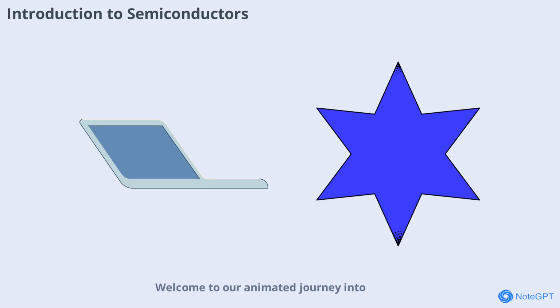Welcome to our animated journey into the world of semiconductors and logic gates. Today, we'll break down how tiny components like diodes and transistors form the backbone of modern electronics. Semiconductors are special materials that can conduct electricity under certain conditions, making them essential for building electronic circuits. From your smartphone to your laptop, semiconductors are everywhere, quietly powering the digital age.